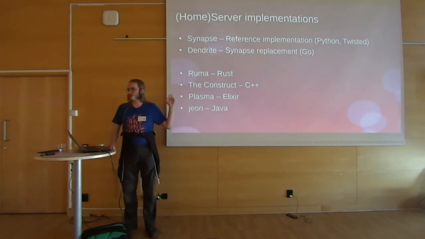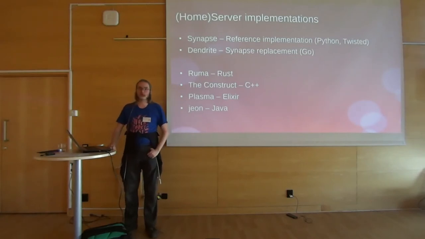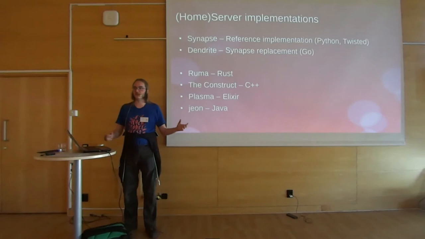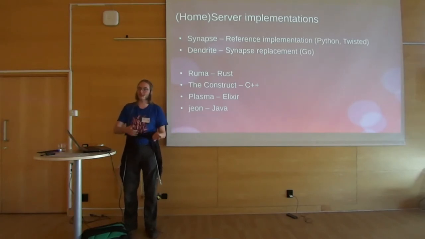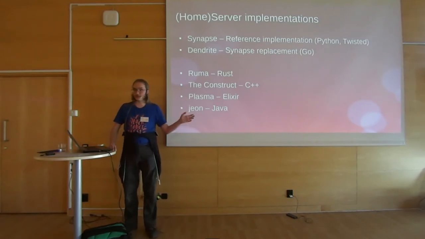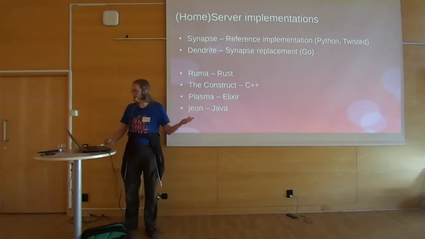But there are some community projects as well. There's Ruma, written in Rust. They're still currently on hiatus waiting for the async IO crate to finish. There's the Construct, which is a really cool C++ project that integrates an IRCd and the Matrix home server into one, so every IRCd user is also a Matrix user. There's Plasma, which is written in Lecture. I just learned about this. I did not know that existed, but apparently it does. There's Ganym, which is written in Java, because apparently people still use Java.